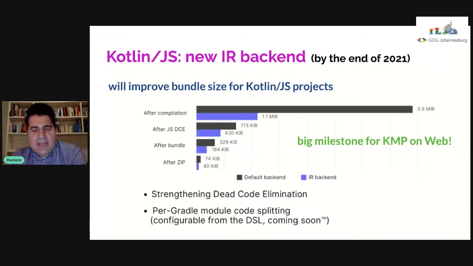In terms of JavaScript, there is something very interesting coming up hopefully by the end of this year, 2021, which is the new IR backend for Kotlin JavaScript. This is going to bring a lot of improvement, especially on the bundle size, and it's going to be a very important milestone for KMP on the web. We believe that when this new IR backend is stable, it's going to make it very feasible to ship production web apps written in Kotlin.